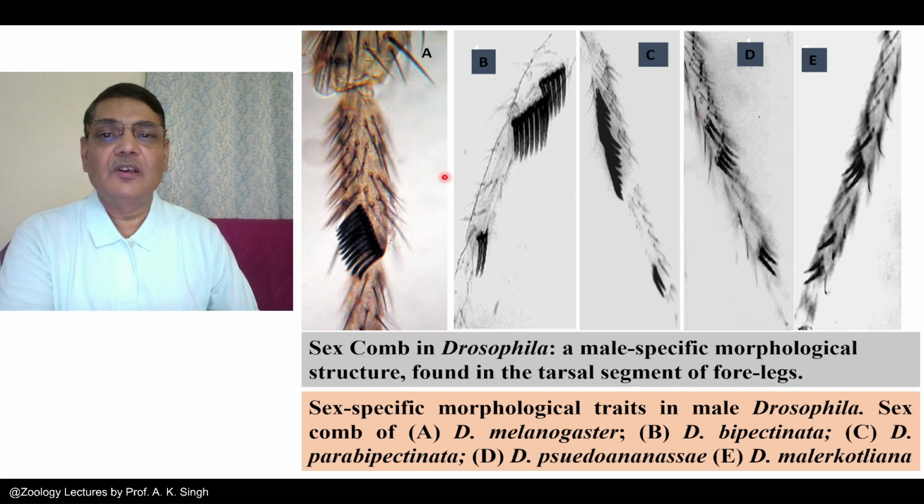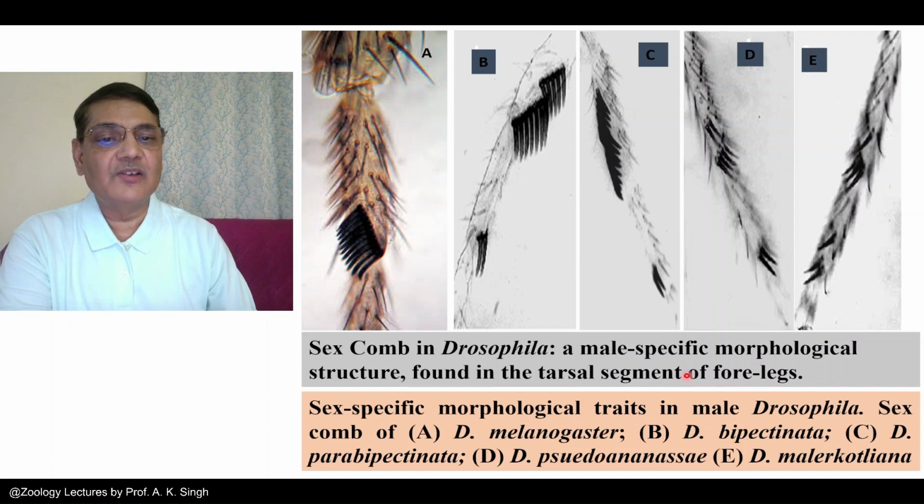In this diagram, you can see the sex comb. Sex comb in Drosophila is a male-specific morphological structure found in the tarsal segment of the foreleg. That is, the first pair of legs in Drosophila, the prothoracic leg. It possesses a sex comb, and that is found in case of male only. Females lack this structure. And in every species, the structure of sex comb varies.